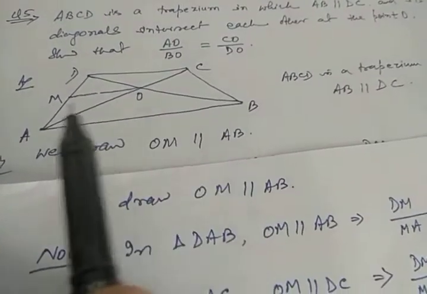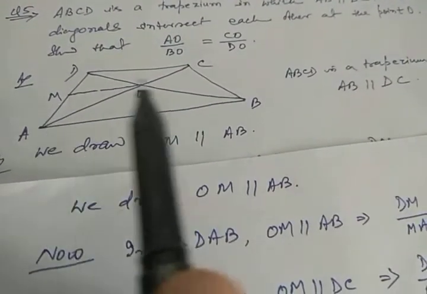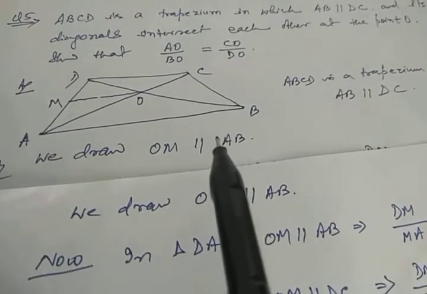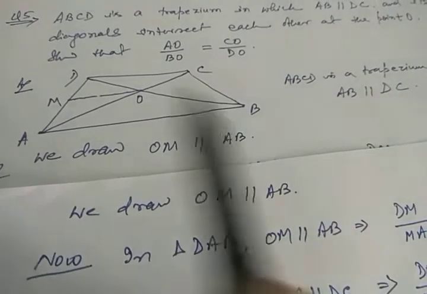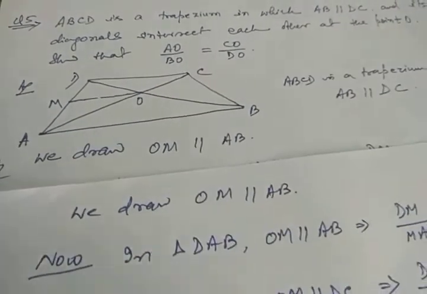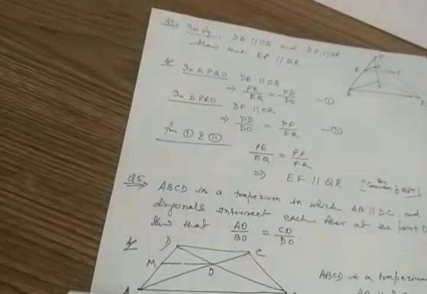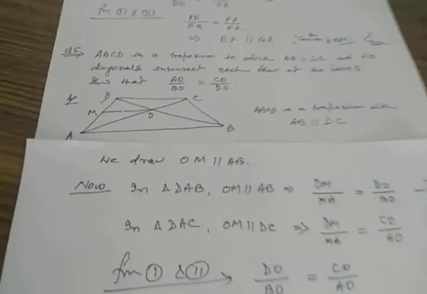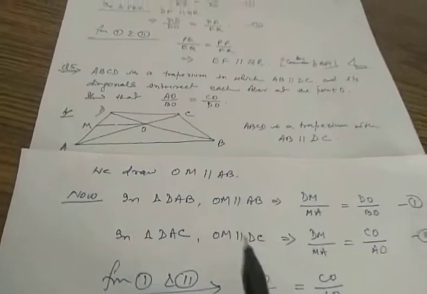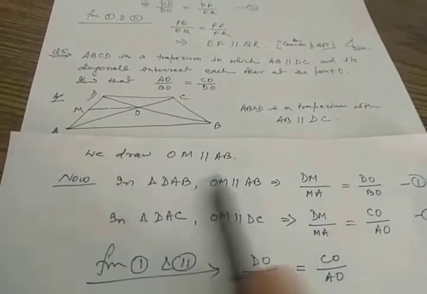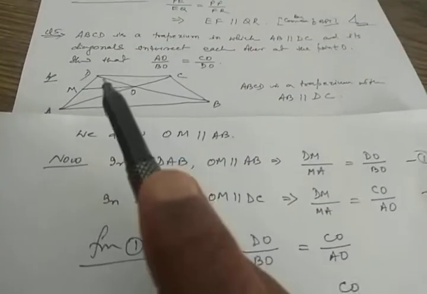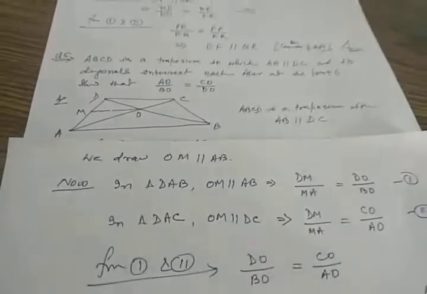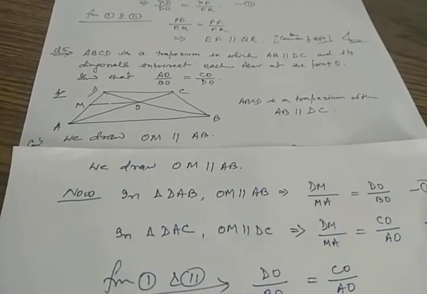Now we have done the construction. Draw OM parallel to AB, so that OM is parallel to AB and DC also. Okay. Now see what will happen in the next part. In the same way, we will take the triangles and take the ratio. Okay. Just see, in triangle DAB, see, triangle DAB. What is parallel?